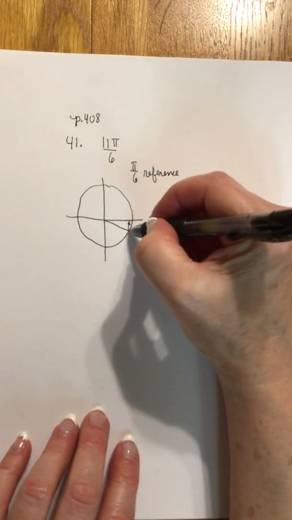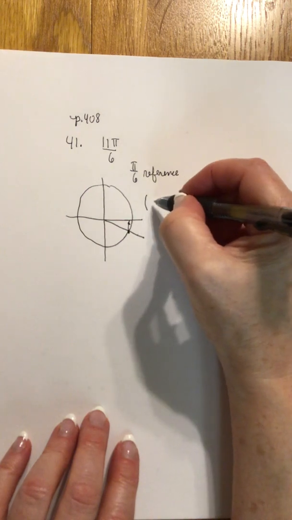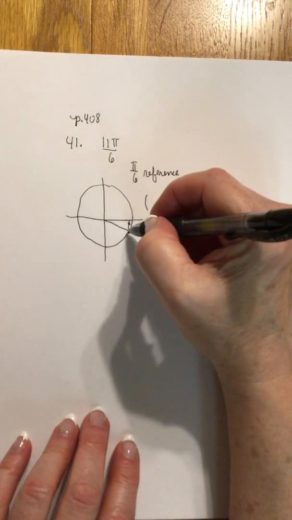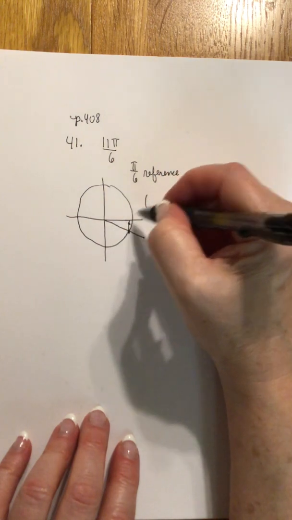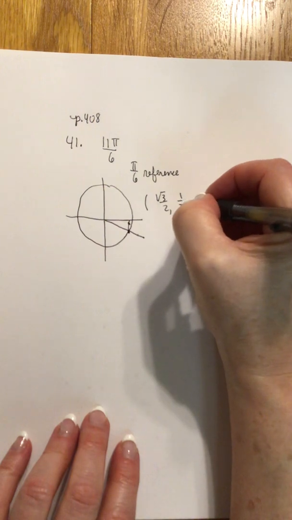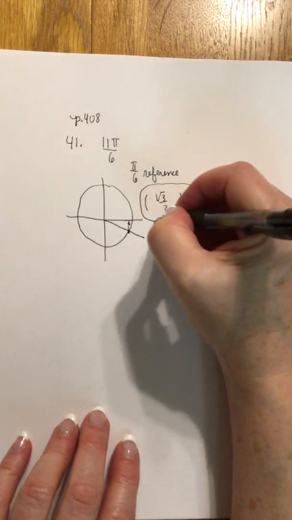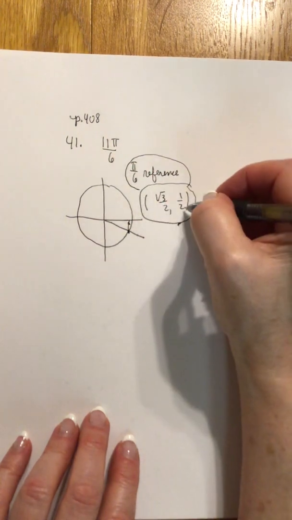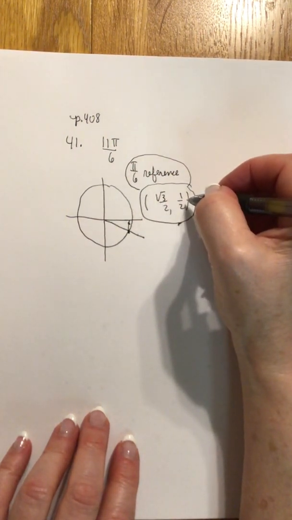And what is the ordered pair going to be? Well, we know this is positive because it goes to the right and negative because it goes down. This is the long, this is the short. So it's going to be square root of 3 over 2, comma, negative 1/2. So you've got two answers: the pi over 6 reference, and then the ordered pair square root of 3 over 2, negative 1/2.